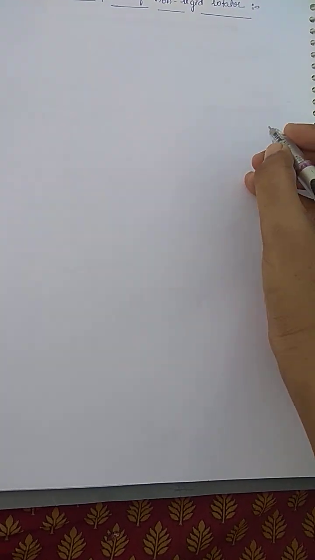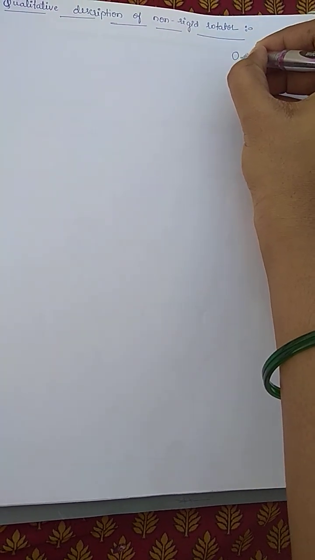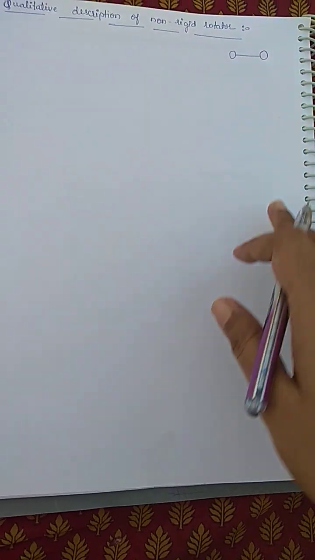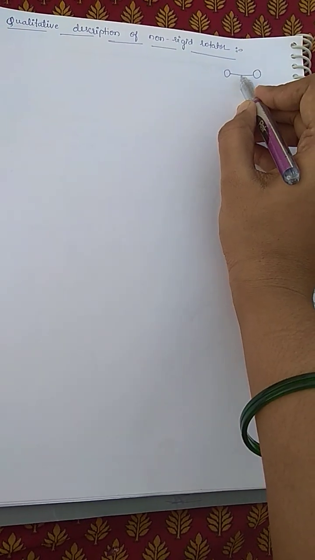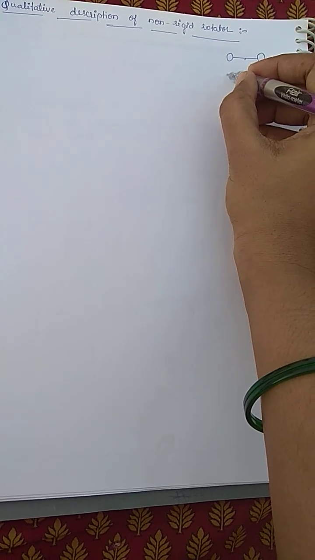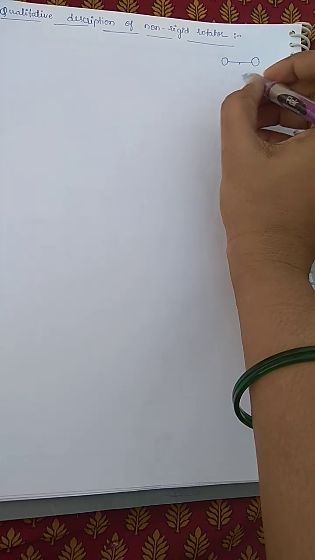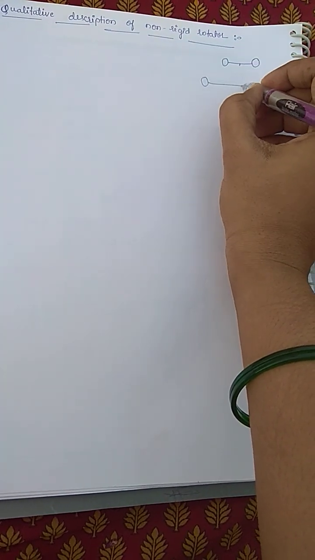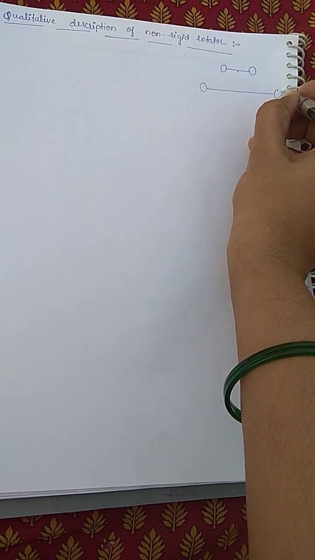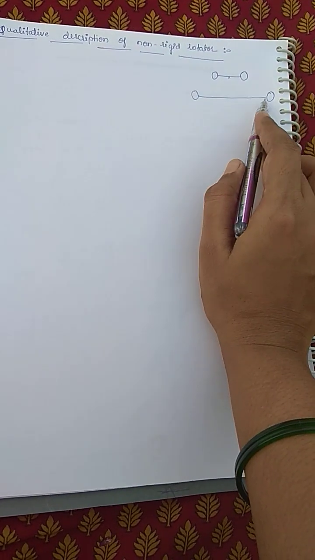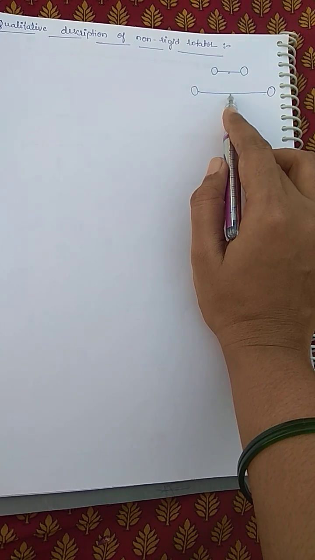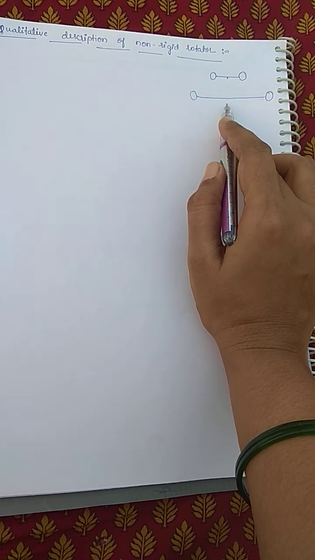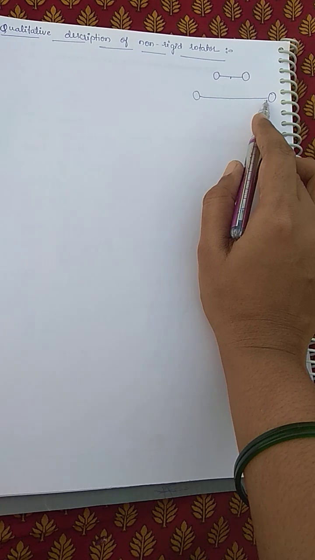Today we will discuss a qualitative description of a non-rigid rotator. In the previous class, we discussed a rigid bond. A rigid bond means a short bond. As the distance between the two atoms of a molecule goes on increasing, the bond will be weak or it is bent.